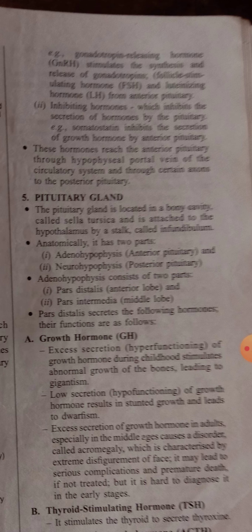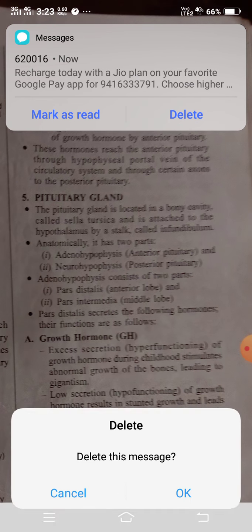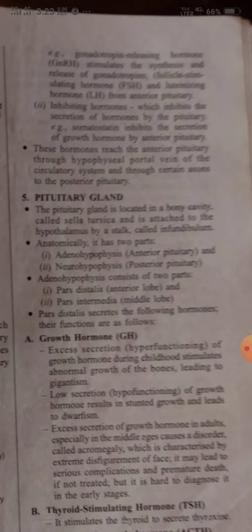Anatomically, it is divided into two parts. We already discussed, one is the posterior part and the second is the anterior part. The anterior part is known as adenohypophysis and the posterior part is considered as neurohypophysis. Adenohypophysis consists of two further parts, one anterior and the second posterior or middle part. The first part is known as pars distalis and the second is known as pars intermedia.